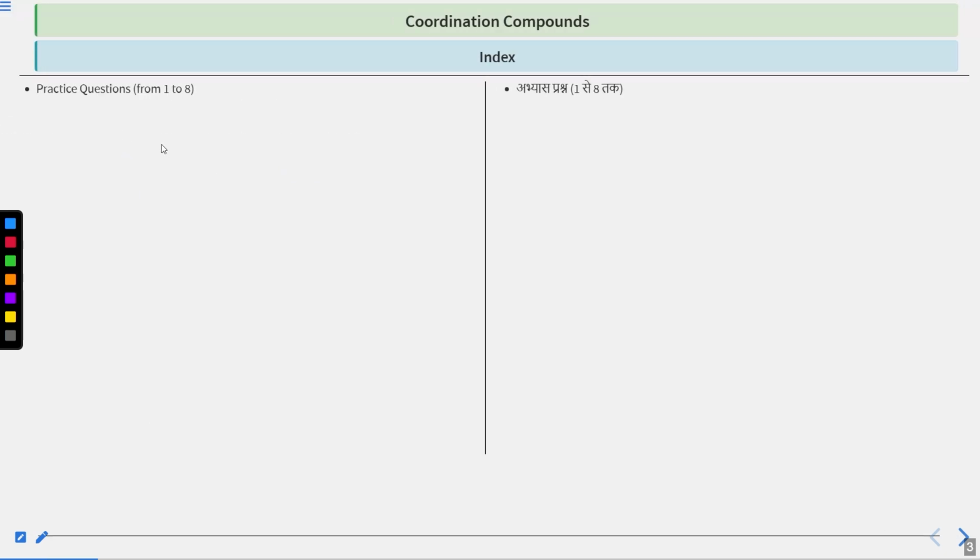This is our index slide. Today we are going to see some practice questions from question number 1 to question number 8. Let's start with question number 1.